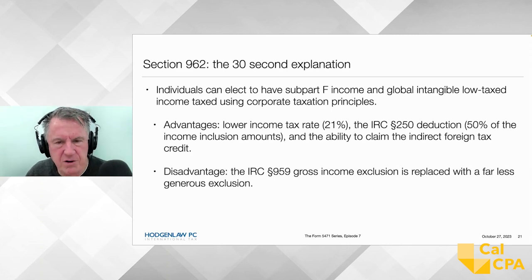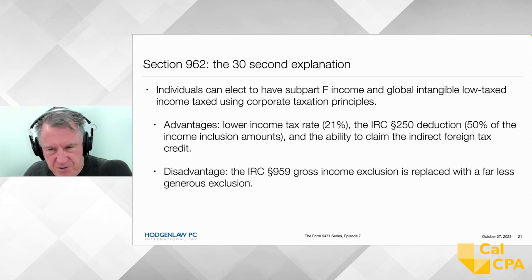And the final good thing about the section 962 election is that you have the ability to claim the indirect foreign tax credit. So this is when the CFC as a C Corp pays some foreign income tax, and you are allowed as the shareholder to claim a foreign tax credit for it. Because the basic rule for foreign tax credit is you got to be the person that paid the foreign tax in order to claim the credit. And here, someone else, namely the CFC, paid the tax. And we'll talk about foreign tax credit next month.